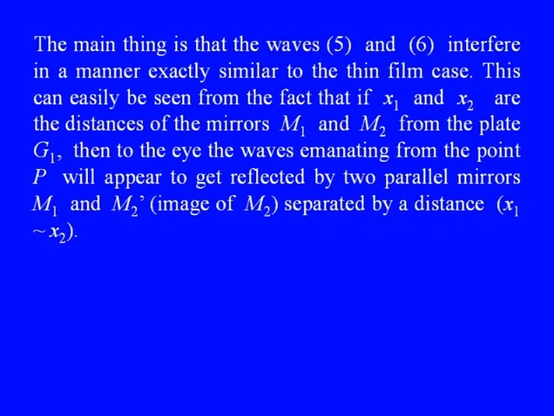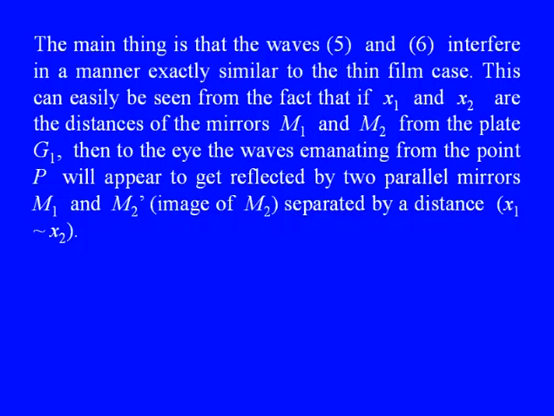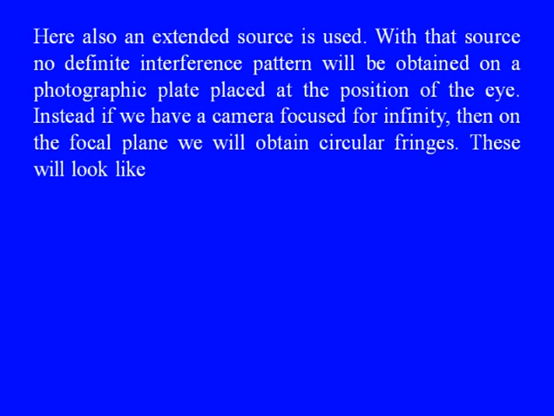So, that is again rays 5, 5 and 6, they interfere. This can easily be seen from the fact that if x1 and x2, as I said, are the distances of the mirrors M1 and M2 from the plate G1 and then to the eye, the waves emanating from the point P will appear to get reflected, as I said, by two parallel mirrors M1 and M2 prime, separated by a distance x1 minus x2. Here also an extended source is used.